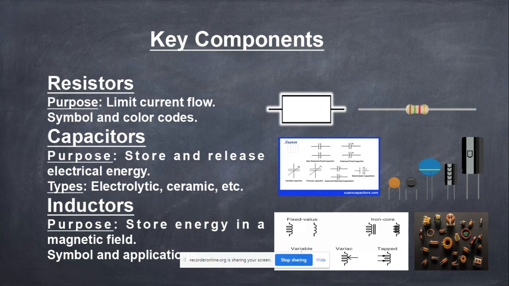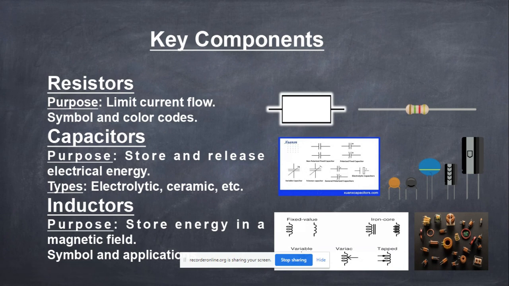If it is silver or golden color, this color represents one, and this color represents five, and this color represents simply the multiplier, right? So this is a 1.5 kilo ohm resistor, this is 1 kilo ohm, 1.5 kilo ohm resistor. So another one is capacitors.